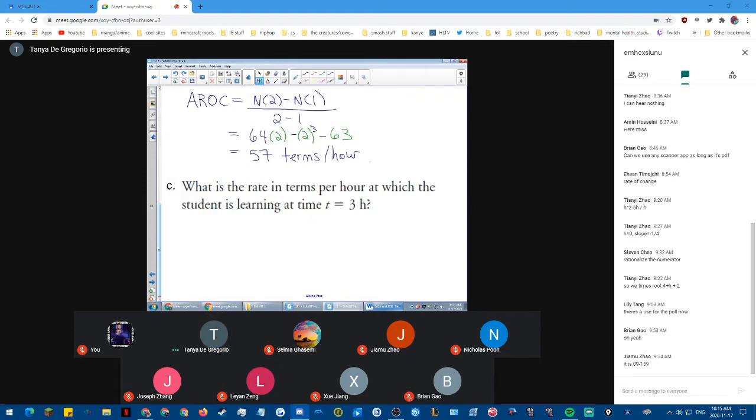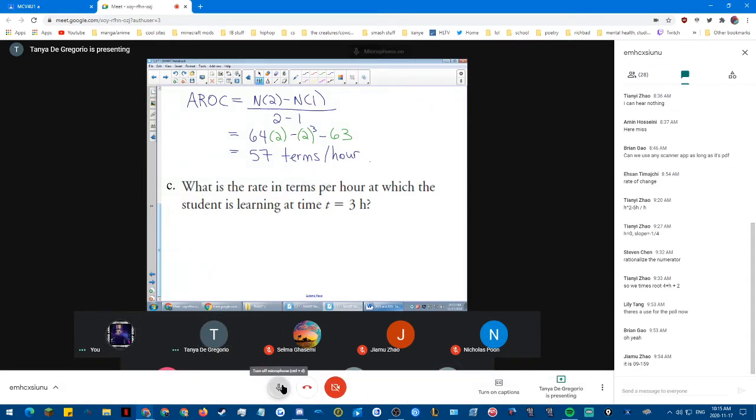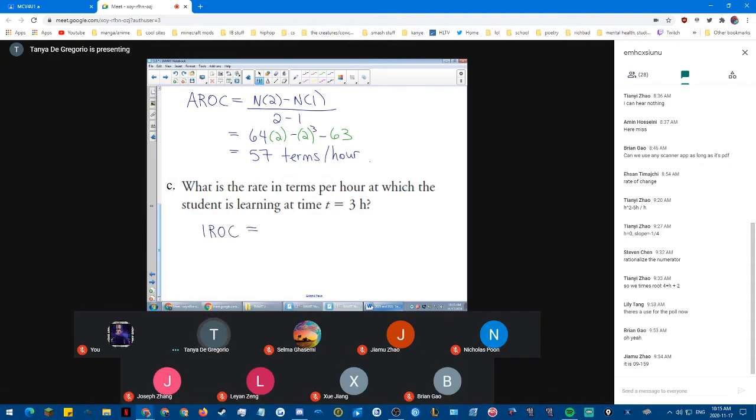What is the rate in terms per hour at which the student is learning at t equals 3? So now 3 hours have passed, and they want to know, at the 3 hour mark, how many words is the student learning at the 3 hour mark? So what do I do now? Guys, what do I do now? Anyone at home? What do I do now? Limit. Hi, Rob. Exactly. Beautiful. So that means I need a limit.